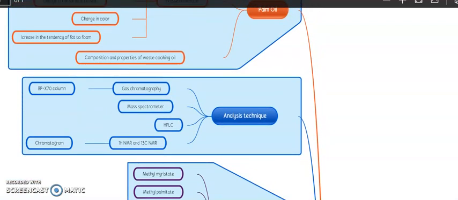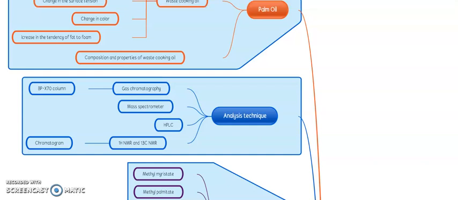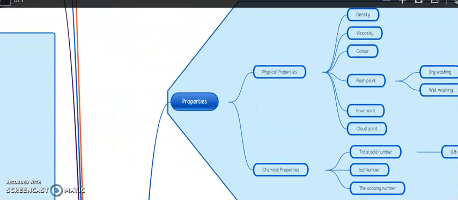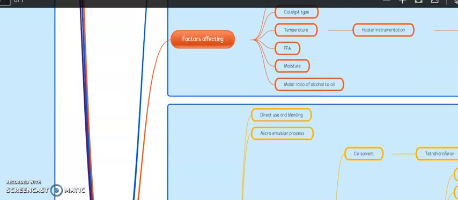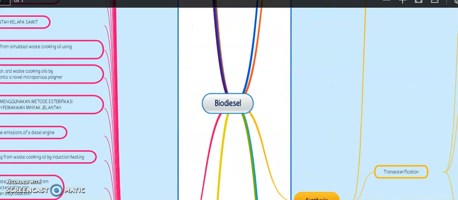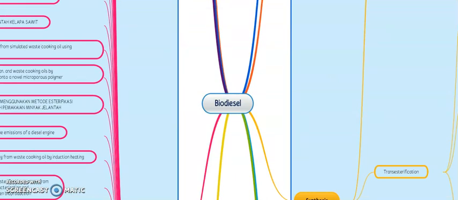And then to check whether the biodiesel is good for the standard, we use analysis techniques like gas chromatography, mass spectrometry, HPLC, and sometimes NMR. And the NMR result is like a chromatogram. Yes, I think biodiesel from waste cooking oil is very good because we use cheap raw material and it will reduce the use of petroleum.